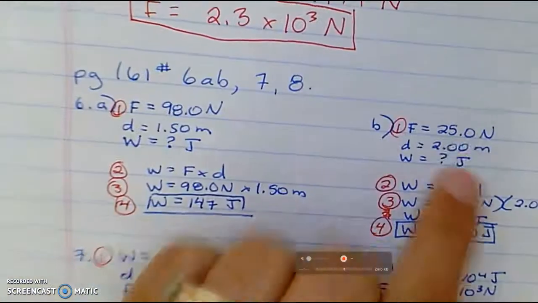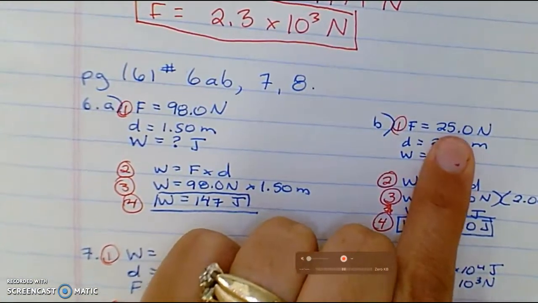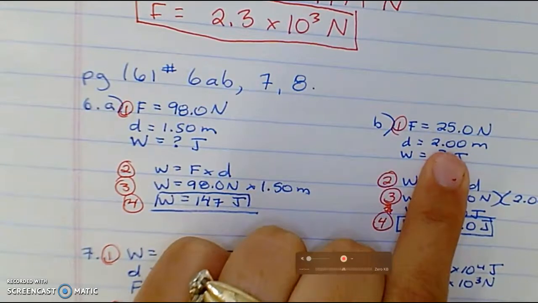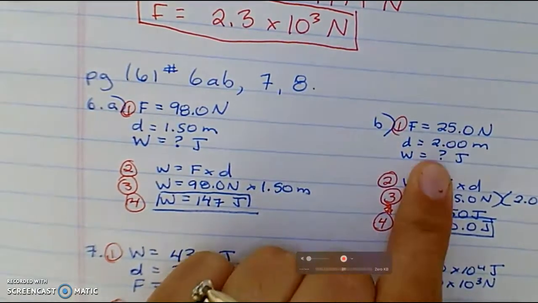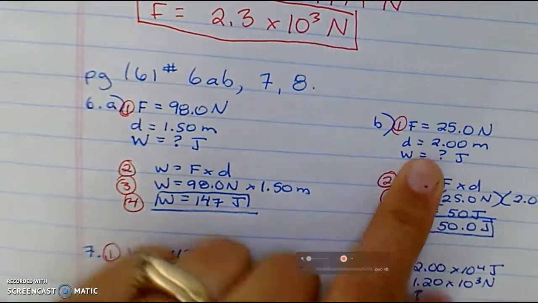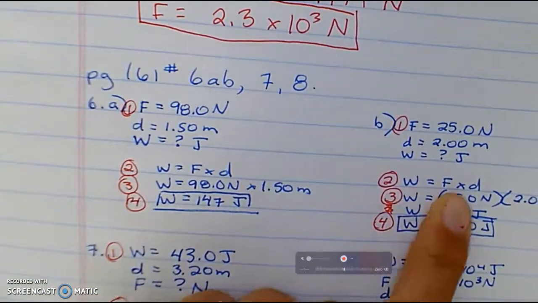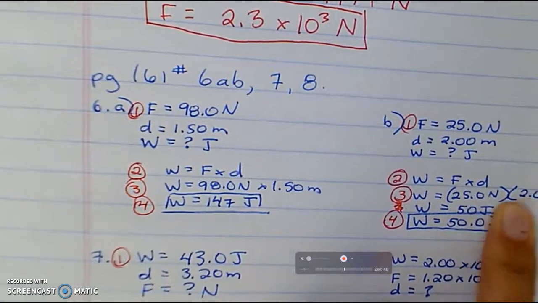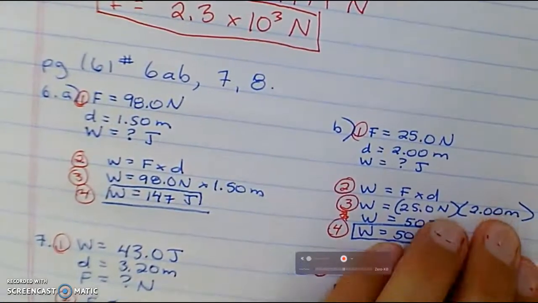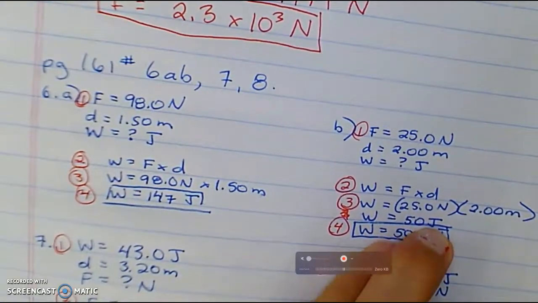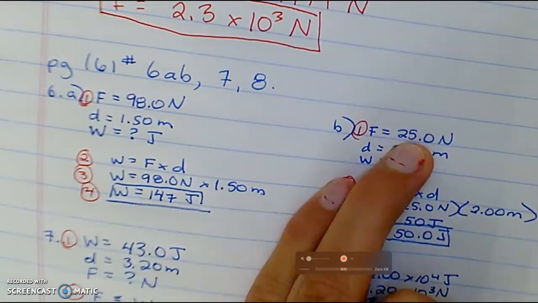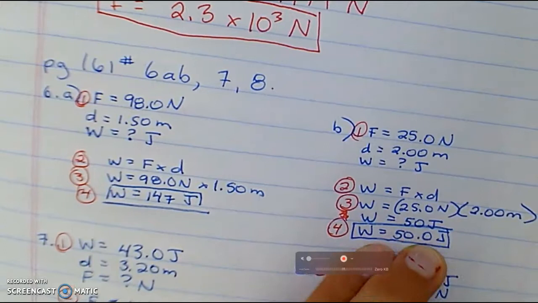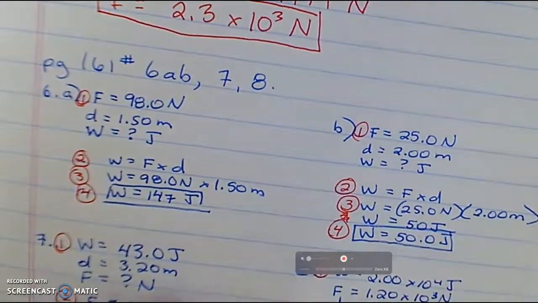Number 6. They gave us 25 newtons of force and 2 meters, with 3 significant digits, and asked us what the work was. So we use work is force times distance. I put them side by side like this, just so you can see it in a different way. The answer ended up being 50. Given that we have 3 significant digits though, we actually need to add 1 more, so we added 0 to get the right answer.